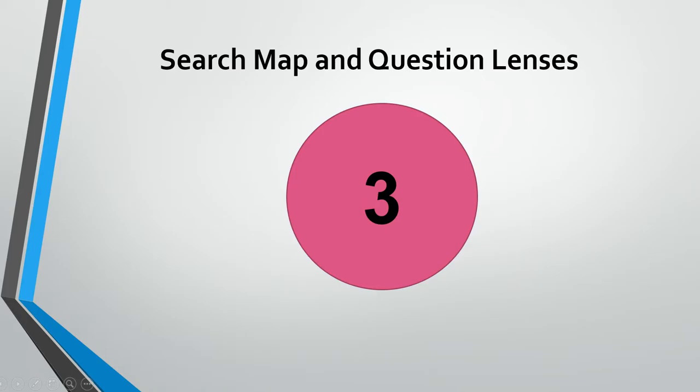Our third strategy is taking the information that you've gleaned doing your search mapping process and any notes that you've taken, and using a tool called question lenses. So let's take a look at the question lenses and what that might look like if you try this strategy.